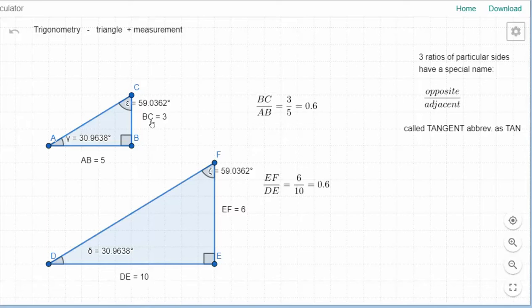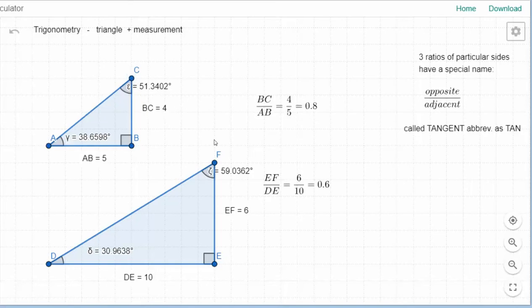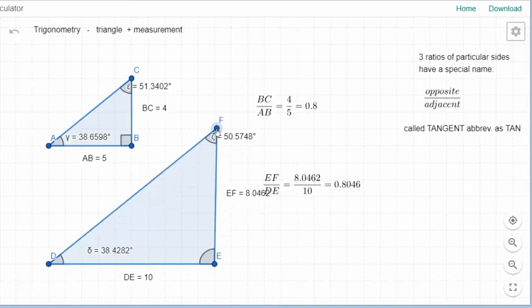So here the opposite over the adjacent is 0.6, and this different size triangle but similar to the first, 6/10, 0.6. Let's change our ratio. I'll just move that one up to 0.8, and I probably can move that one up there, and you see again.